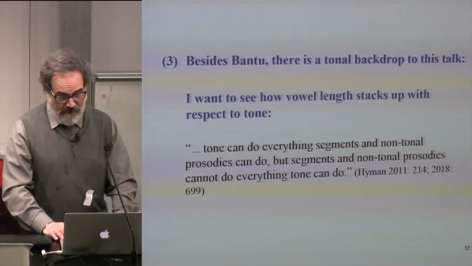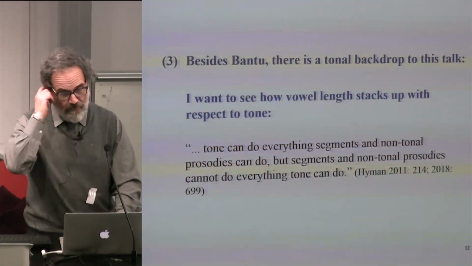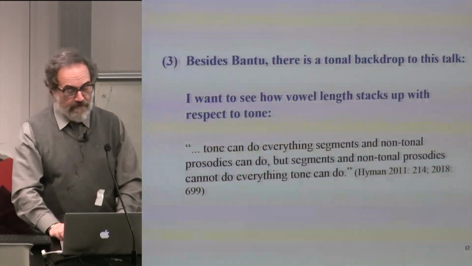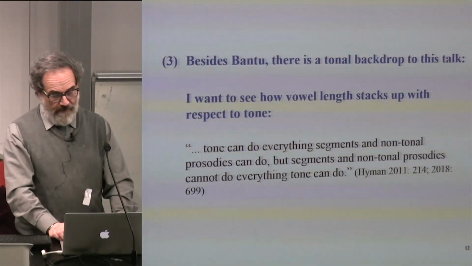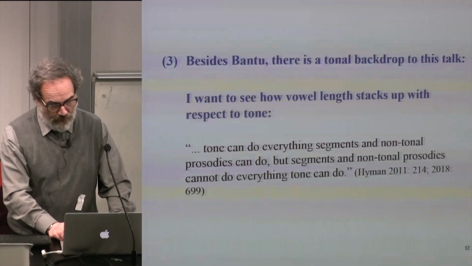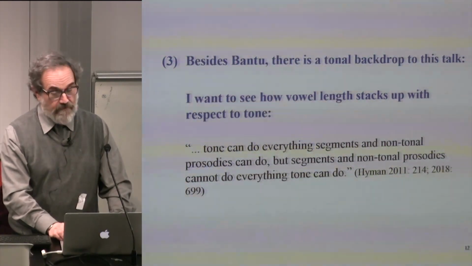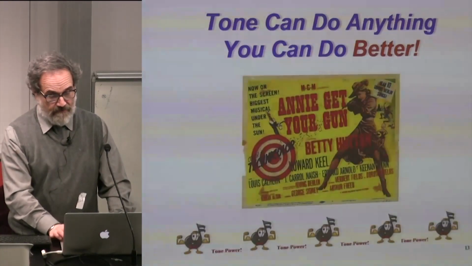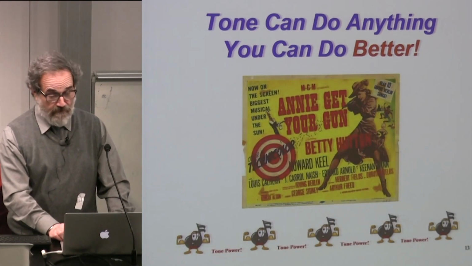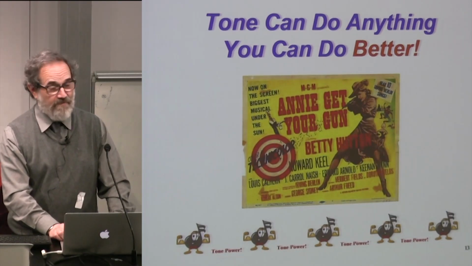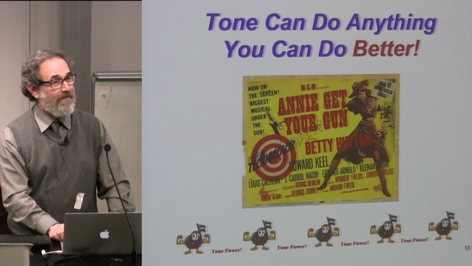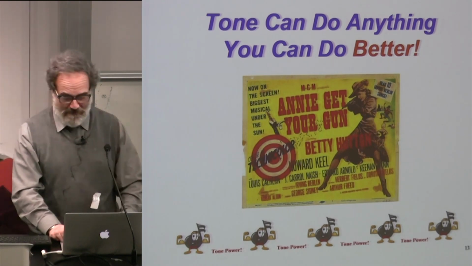As I've written in a number of places, "tone can do everything segments and non-tonal prosodies can do, but segments and non-tonal prosodies cannot do everything tone can do." In other words, as I like to say, tone can do anything you can do better. There are some things that only tone can do. So the question is, where does vowel length come into this?